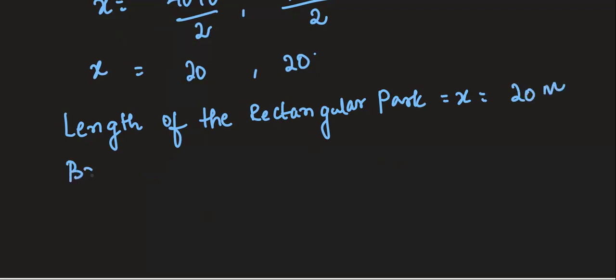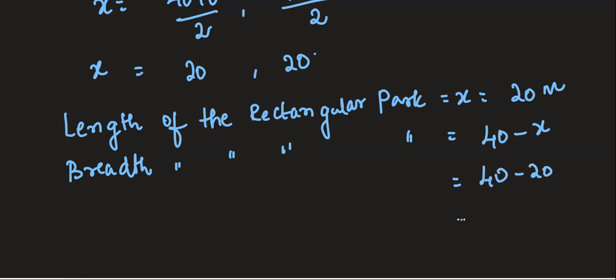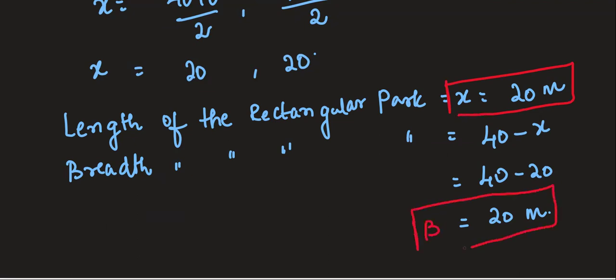Now what is the breadth of the rectangular part, which is equal to, what is b here? So b is nothing but 40 minus x. So 40 minus 20, which is equal to 20 again. 20 meters. So the two answers are L will be equal to 20 and B will be equal to again 20 only. So this is the final answer.